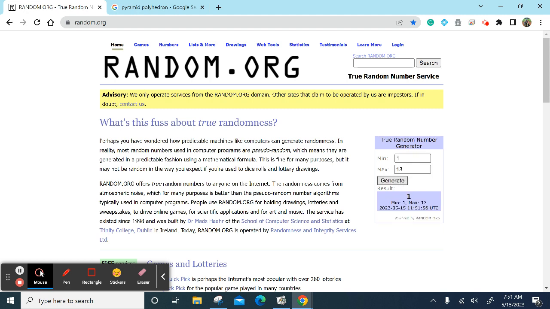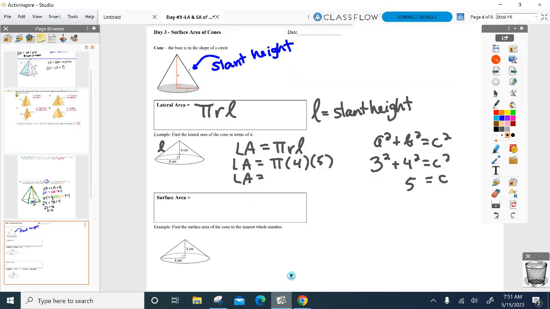Lateral area. Anna? 20 pi. Good work. Any questions from you guys?